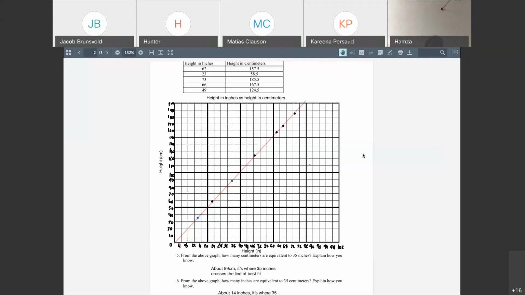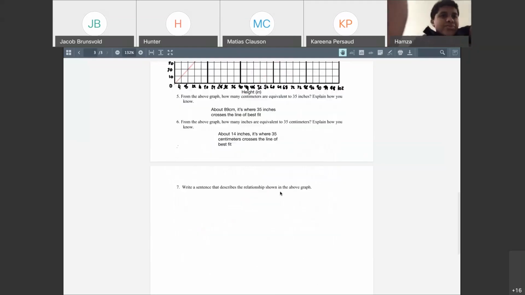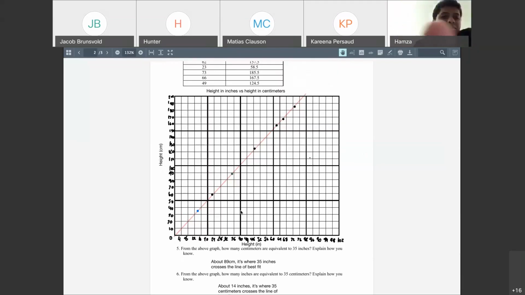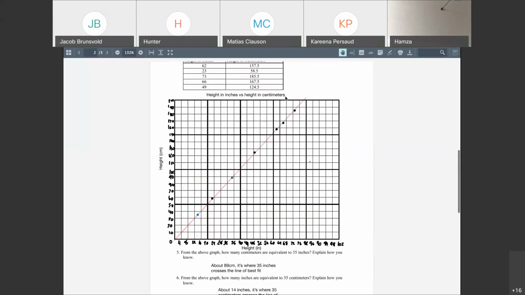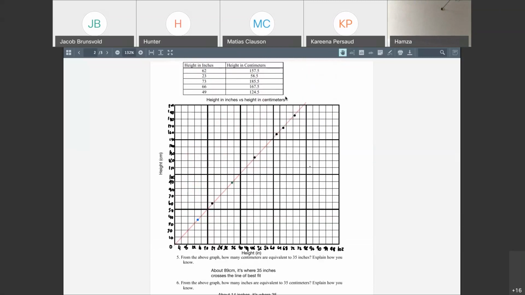How is the height in inches? So when you're writing these ones, when you're describing a relationship, you should use the names of your variables. So in your sentence, you should use height in inches and height in centimeters. So how is the height in inches related to the height in centimeters? What could we say about those two? Hunter, do you want to take a stab at this one since this is your assignment? What do you think? How is the height in inches related to the height in centimeters? How many inches equal to how many centimeters?